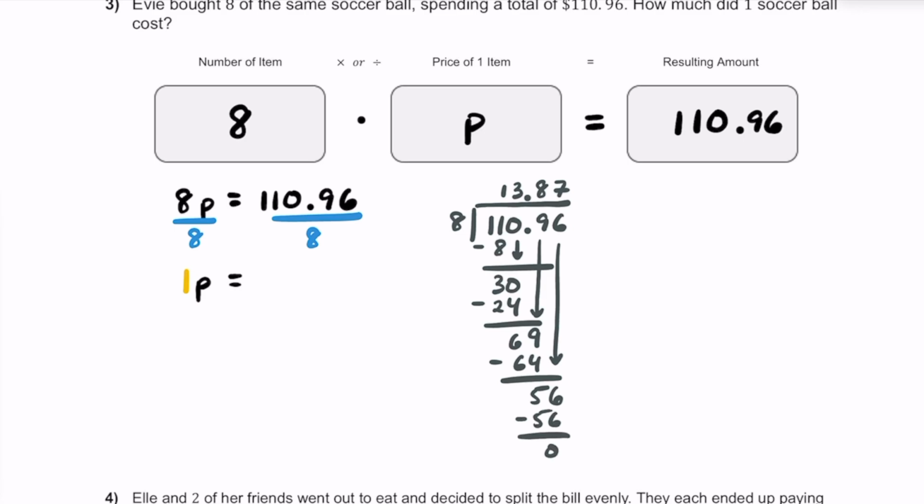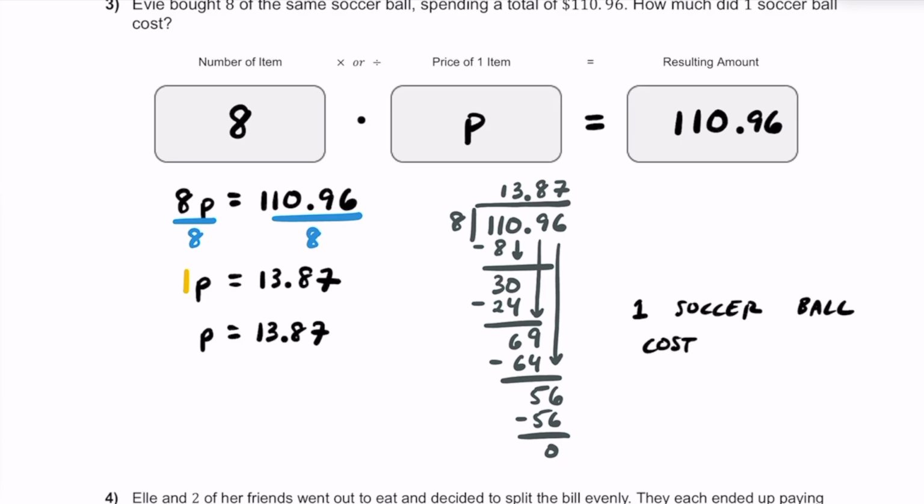So what's the price of one soccer ball? Well, the price of 8 divided by 8 is the price of just one. So it looks like it's going to be $13.87. And then using the identity property of multiplication, 1 times p is just p, we can say p is equal to $13.87. So in conclusion, we can say one soccer ball, that kind of looks like an I, maybe I'm going to write it a little nicer. One soccer ball costs, we can just say cost here, $13.87. All right, cool. That's it.